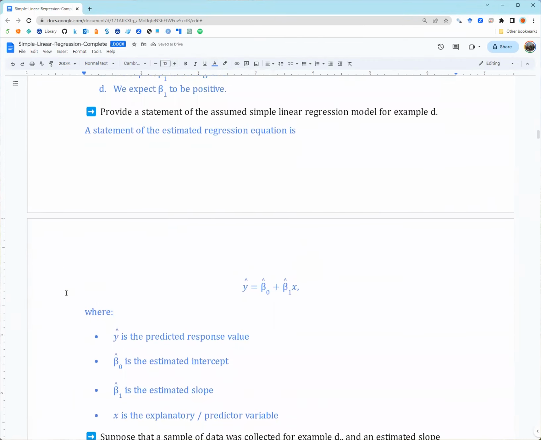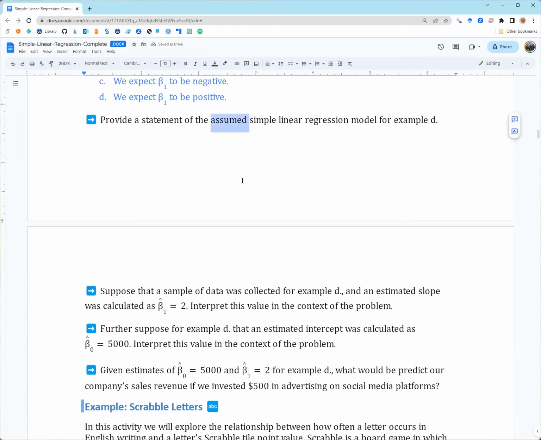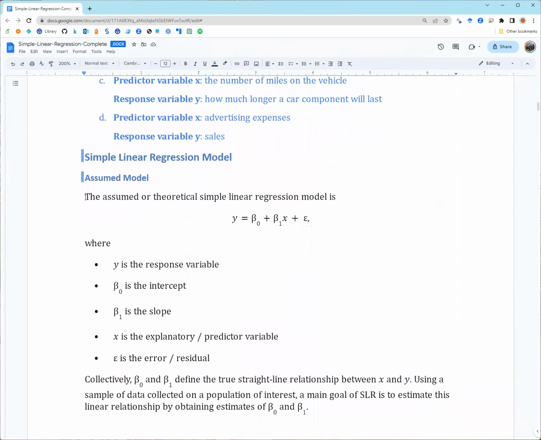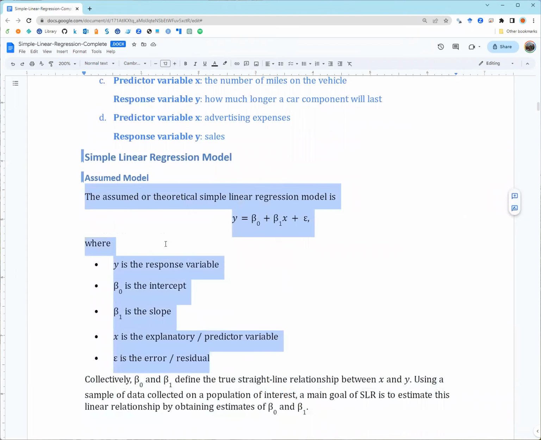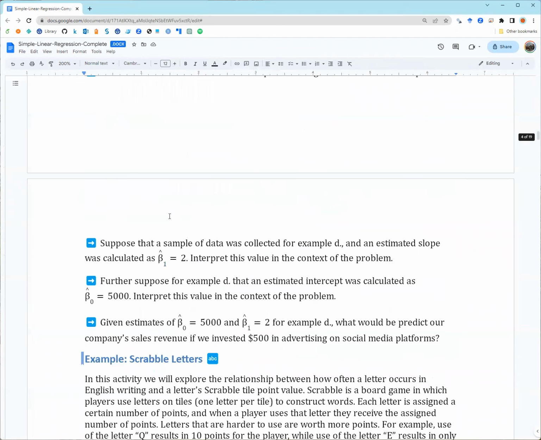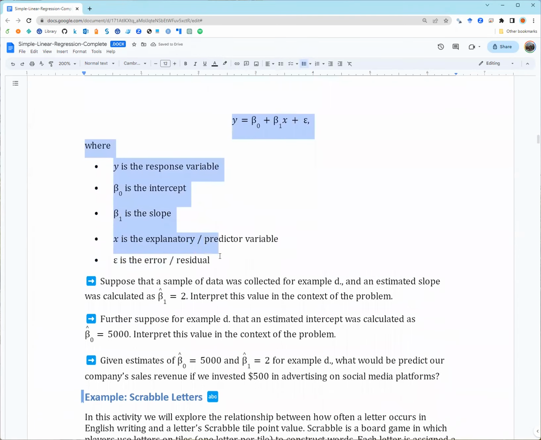Okay. So anytime you're asked to give the, oh, I'm sorry, we're doing the assumed, okay, I'm wrong. Nope, we're not doing the one with the hats. We're going to do the assumed simple linear regression model. Okay, so this was the estimated one. You may have been wondering, what is he doing? Okay. Yes, okay, so we're doing the assumed or theoretical simple linear regression model. So copy this one. And then we'll start with this as our blueprint.